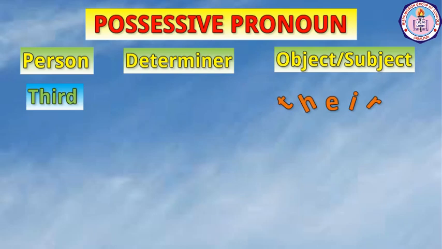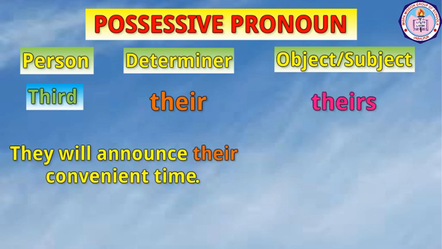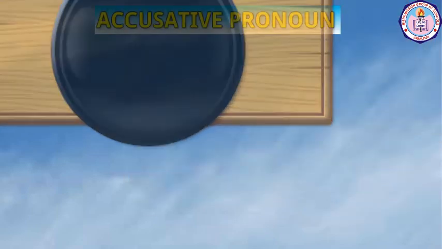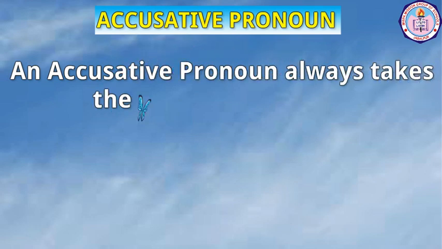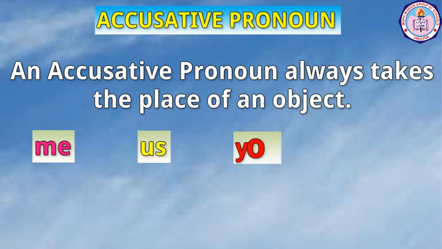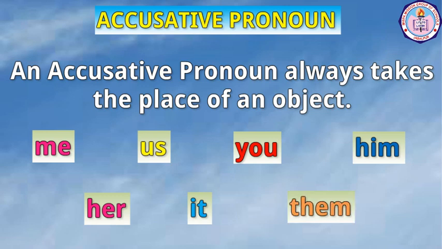Then the last one, their, determiner, and object is theirs. Example, they will announce their convenient time. This decision was theirs. Now, let us discuss accusative pronouns. An accusative pronoun always takes the place of an object. They are me, us, you, him, her, it, them. Let us see one example for each accusative pronoun.